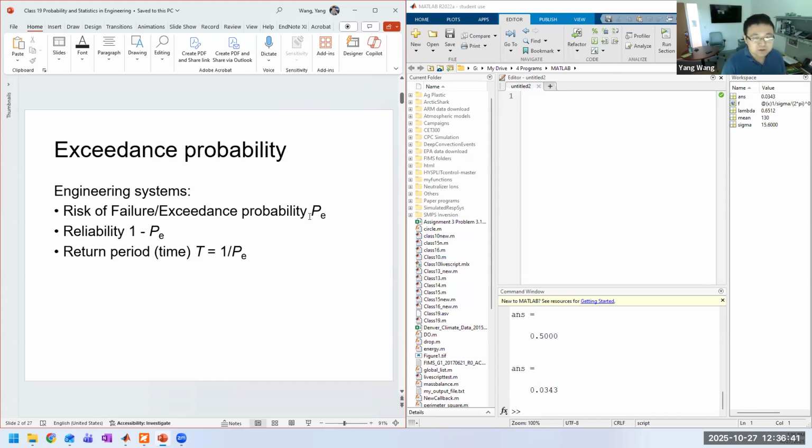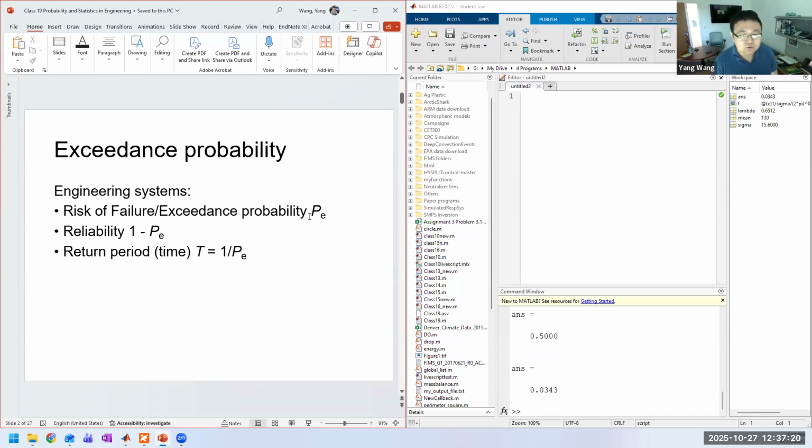And the reliability, which is sort of the reciprocal of the exceedance probability, is just going to be 100% minus PE. Basically, it's reliable for 10%. And of course, we want a high reliability of any engineering system. So that's why we want a system that has a smaller PE. And based on the PE, people also define the parameter called the return period or return time, which will generally describe how long the engineering system can hold reliable, right? So if you have a PE of 0.01, right? So then the return period will be 1 divided by 0.01, which is 100.